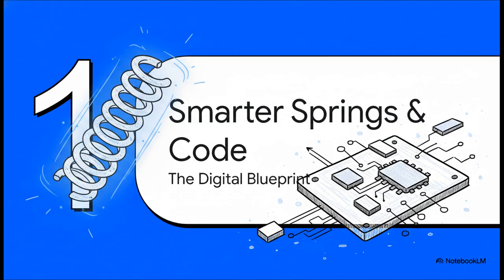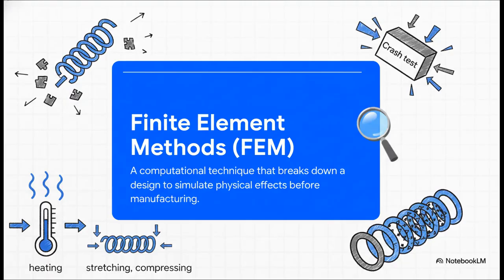And this is all thanks to some seriously powerful software. The secret sauce here is a technique called finite element methods, or FEM for short. The best way to think about it is like a digital crash test. You take a virtual model of the spring, break it down into millions of tiny little pieces, and then you simulate everything. How will it react to being stretched, or squished, or heated up? You can test it to its breaking point, all without ever wasting a single shred of physical material.